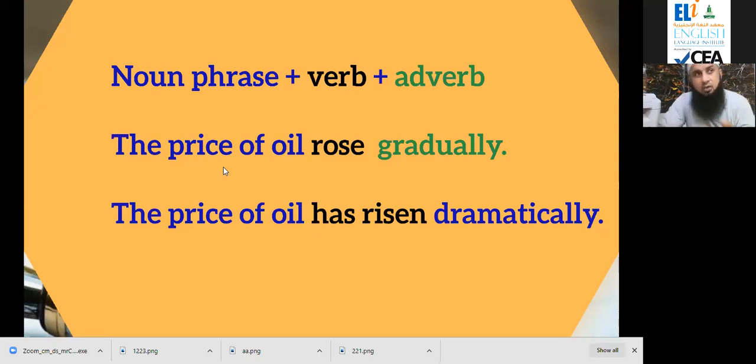You write future or probably, might, or will, whatever. So it depends. If it is past, then past or present. So you have to see the dates. Okay. You can say the price of oil has risen dramatically.